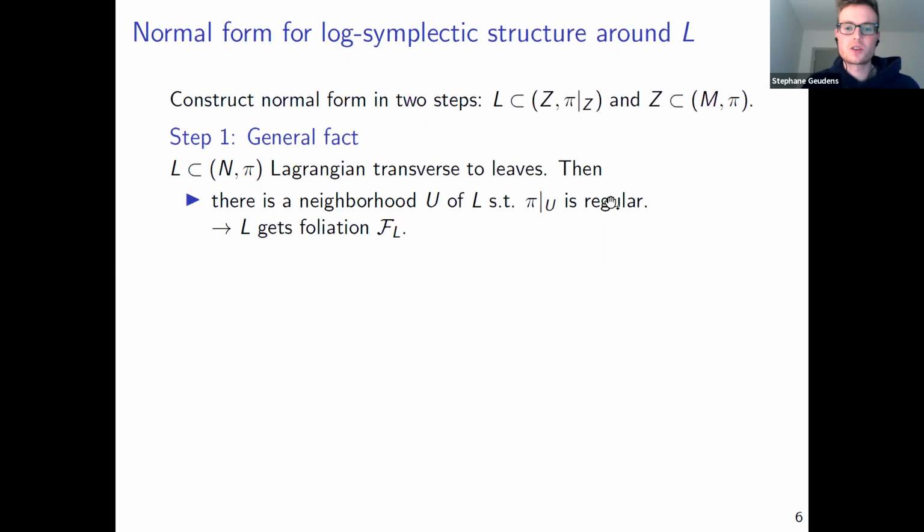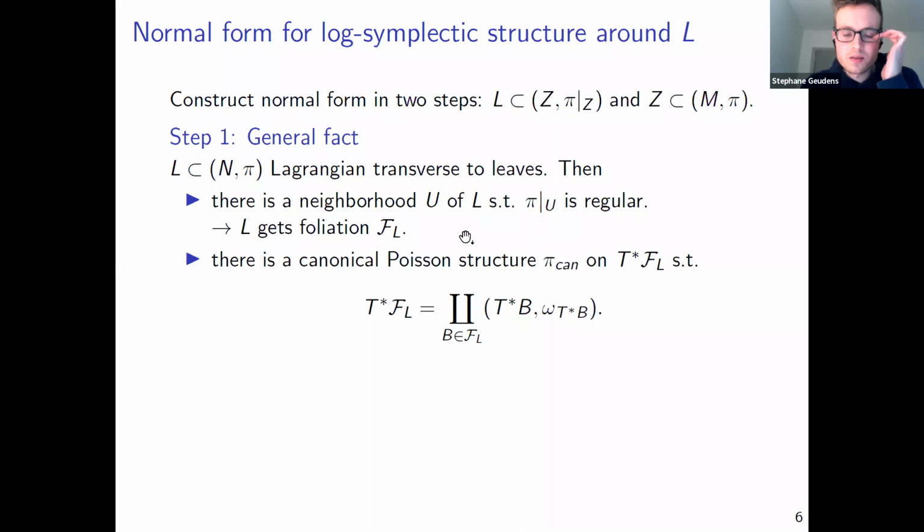And since L is transverse to the leaves, it inherits a regular foliation, which we call F_L. And the local model for the Poisson structure around L lives on the cotangent bundle of this foliation, T*F_L. This cotangent bundle has a canonical Poisson structure. It's defined by taking the symplectic structure on T*L and pushing it forward along the restriction map, which takes covectors on L and restricts them to the leaves. So this gives a canonical Poisson structure on T*F_L.